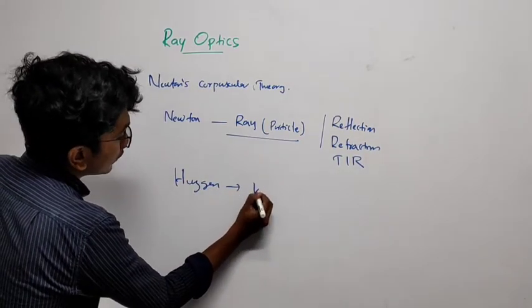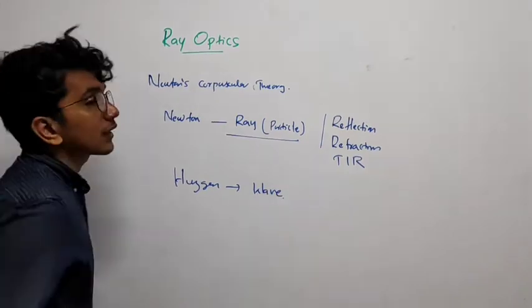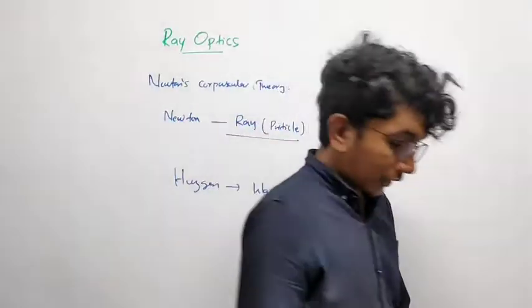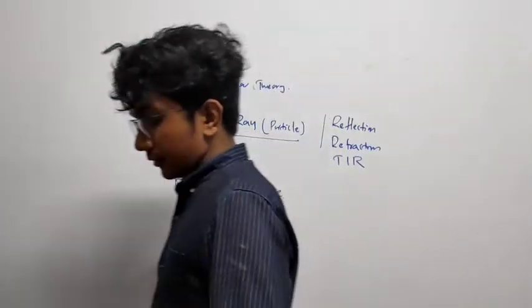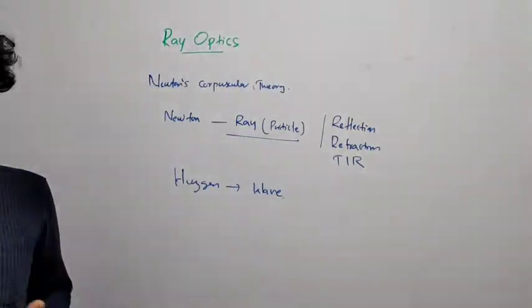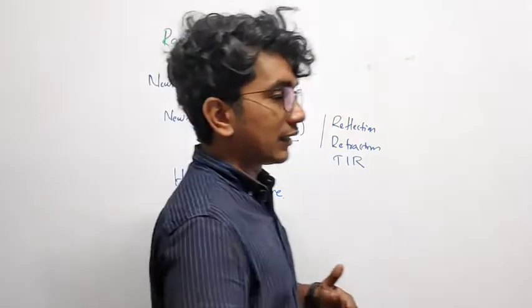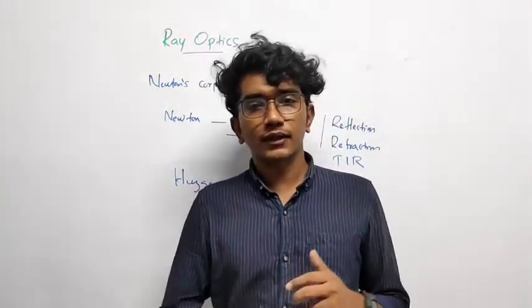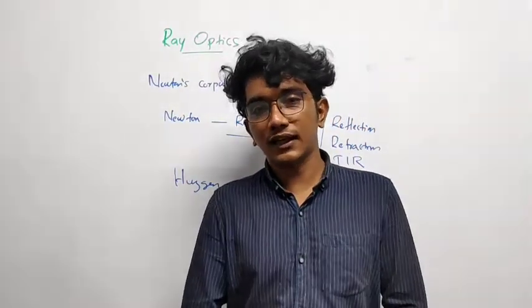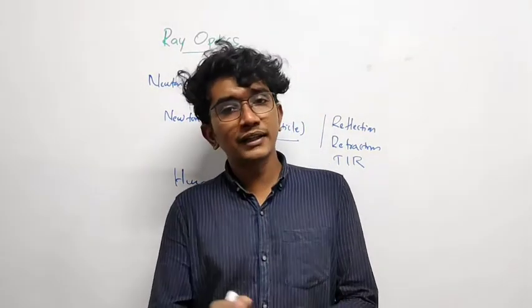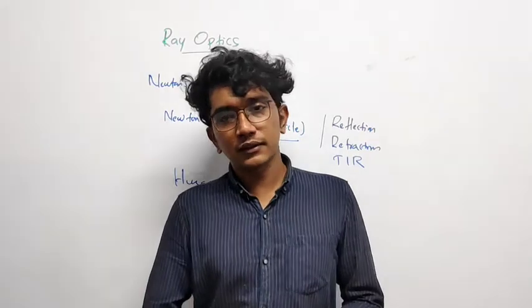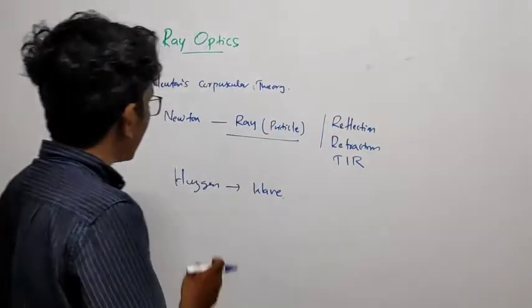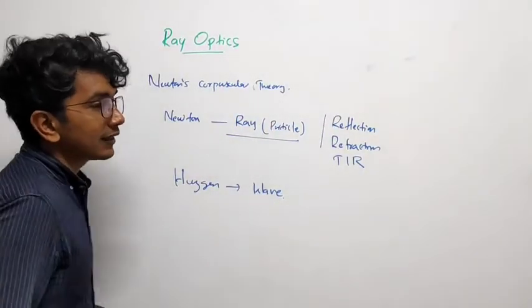And he said, no, light is not a ray or a particle, light is a wave. So that is what wave optics is. We will discuss all the properties over there. You have to study wave optics after this, right? Ma'am will take you through ray optics and wave optics. And what did Huygens say? Huygens said it's a wave.